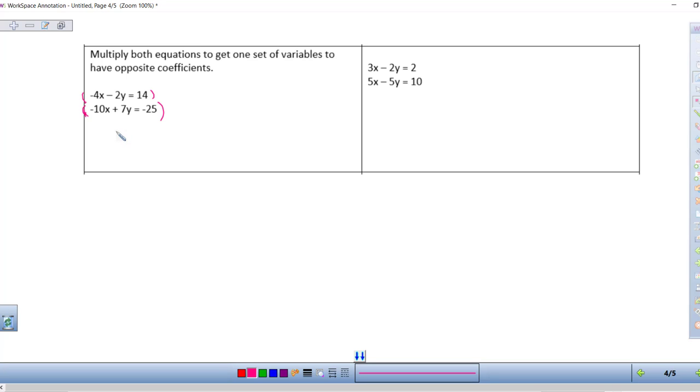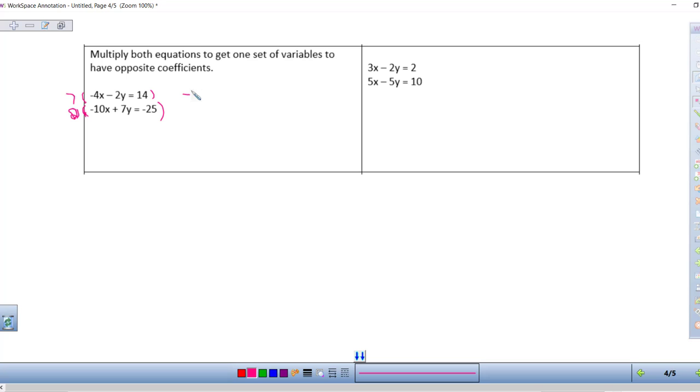Look at the signs to help you make a decision. X is both negative and Y is opposite. If there's already opposite signs, choose that one. It will make things easier for you. So I will choose to eliminate Y and multiply the top one times a 7 and the bottom one times 2. That way they both will give me 14 for Y.